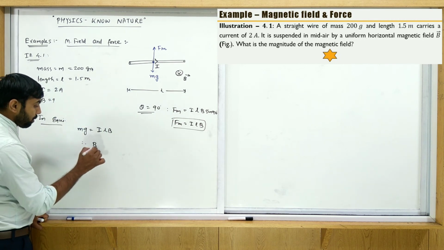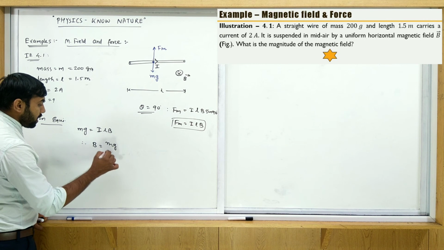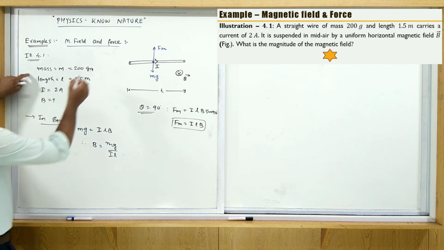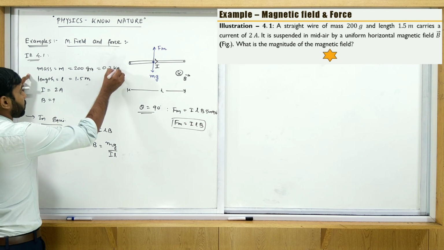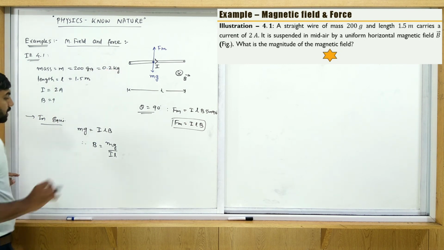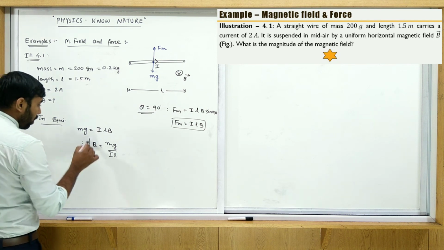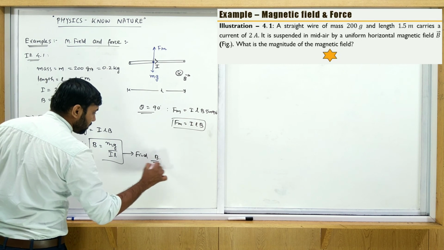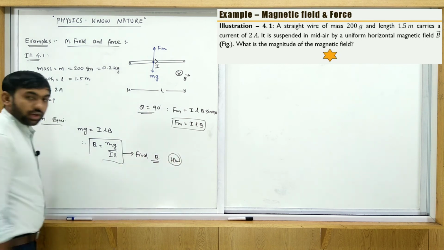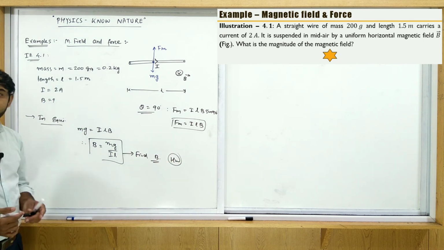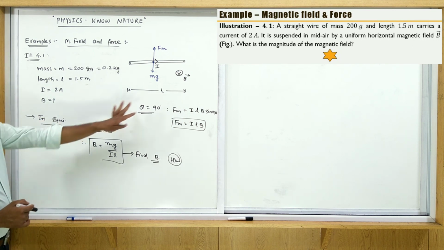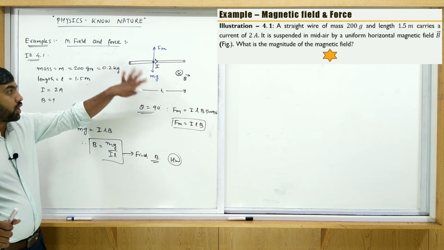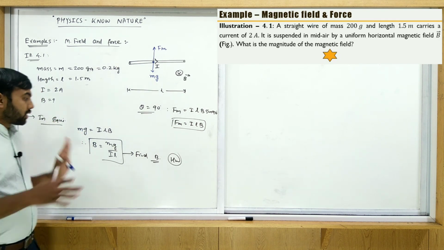So what is this B from here? So B is equal to mg upon IL. You put all these values in SI unit. So you convert this 200 gram means what? 0.2 kg, 1.5 meter, 2 ampere. These are all correct. Now you put all the values into this equation and find B. Okay, the remaining calculation is homework. So this is a very simple example given in a textbook. You just use this concept of the magnetic force, which balances the mg of this wire, and you get the answer. Okay, note down the example.